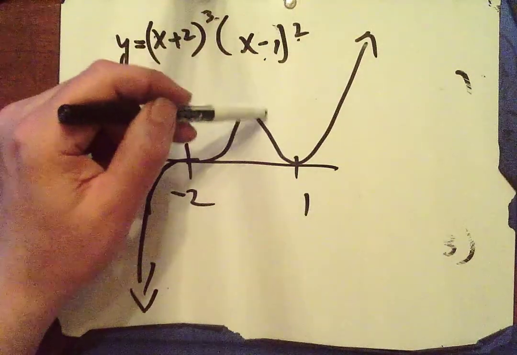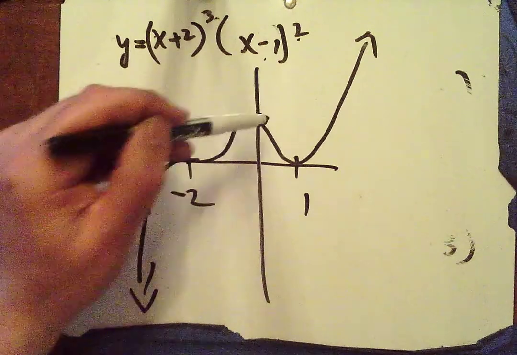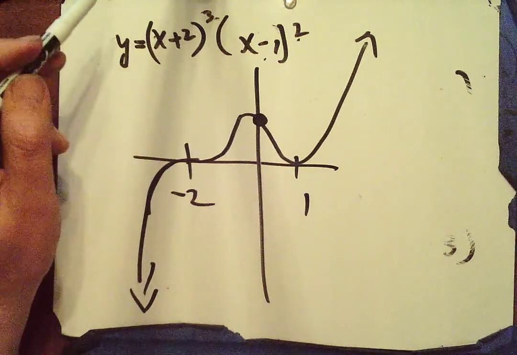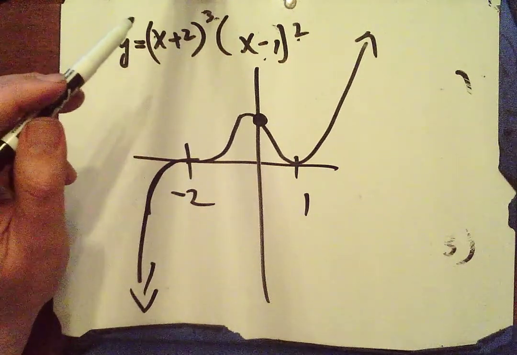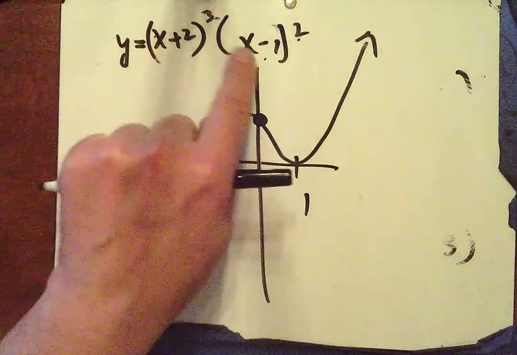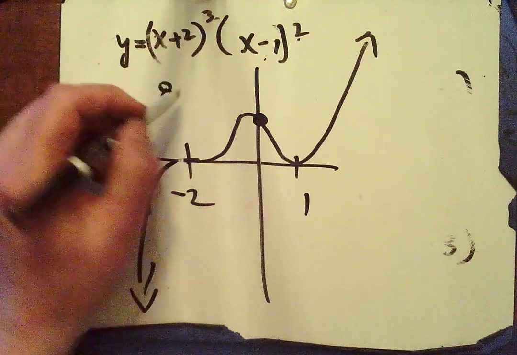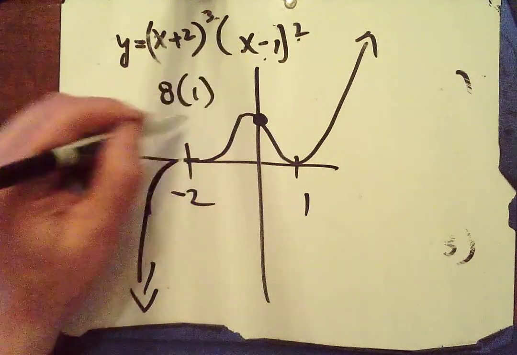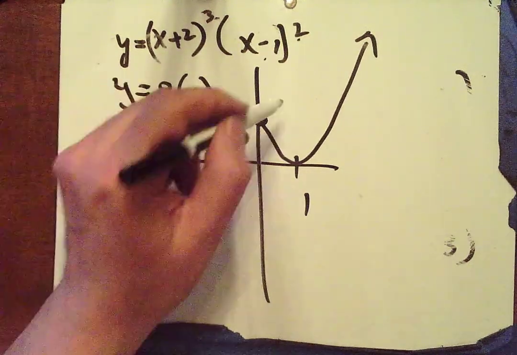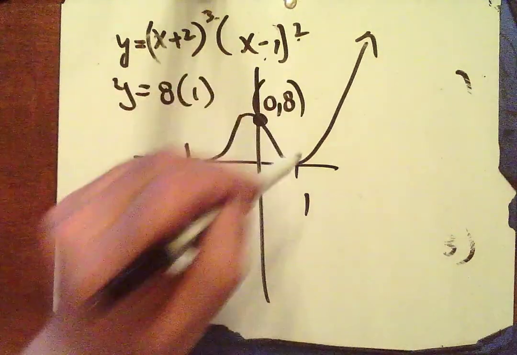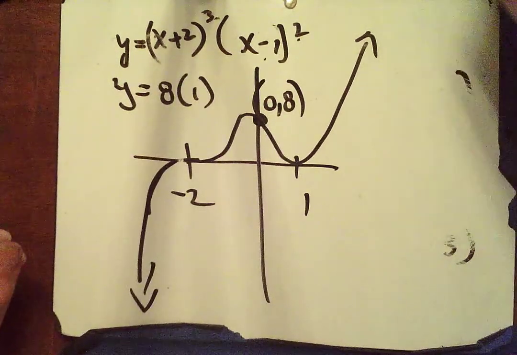Remember, I also want to see the y-intercept graphed. How do we find a y-intercept? Same as we've been doing it since Algebra 1. We plug a 0 in for the x's. So I'm going to have 2 to the third, which is 8, and negative 1 squared, which is 1, equals y. So (0, 8) is our y-intercept.